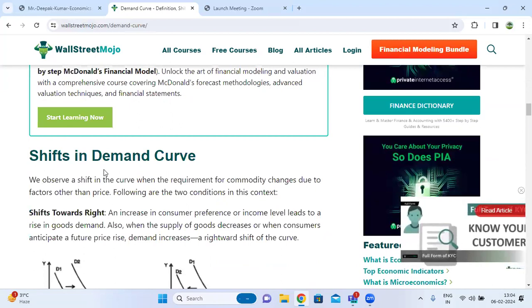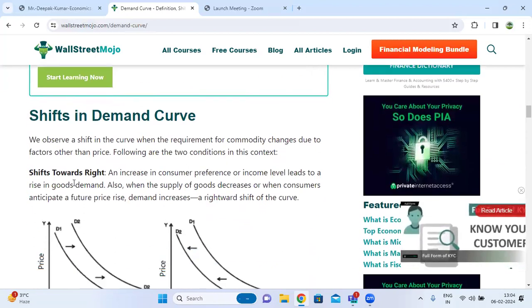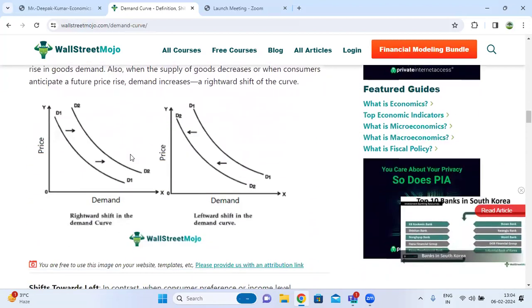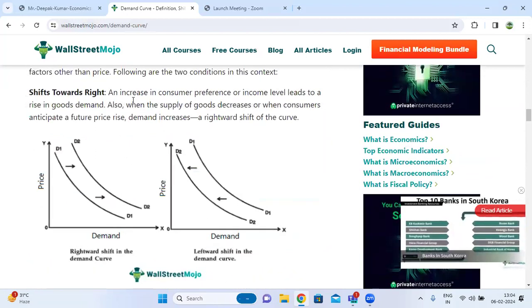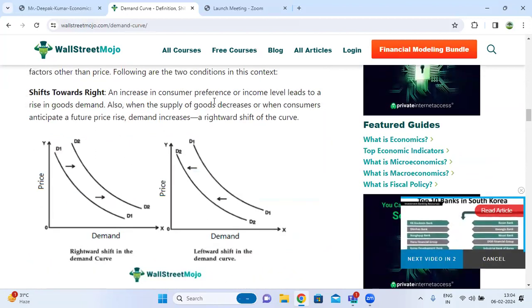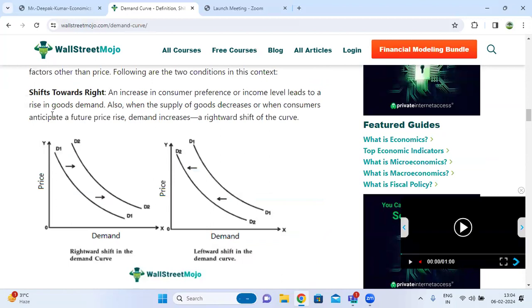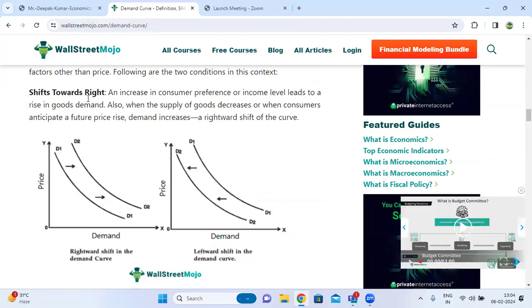Next, the shift in the demand curve. The demand curve shifts rightwards when consumer preference or income level increases, leading to a rise in demand for goods. So the demand curve shifts rightwards. If consumer preference or income levels decrease, the demand falls.